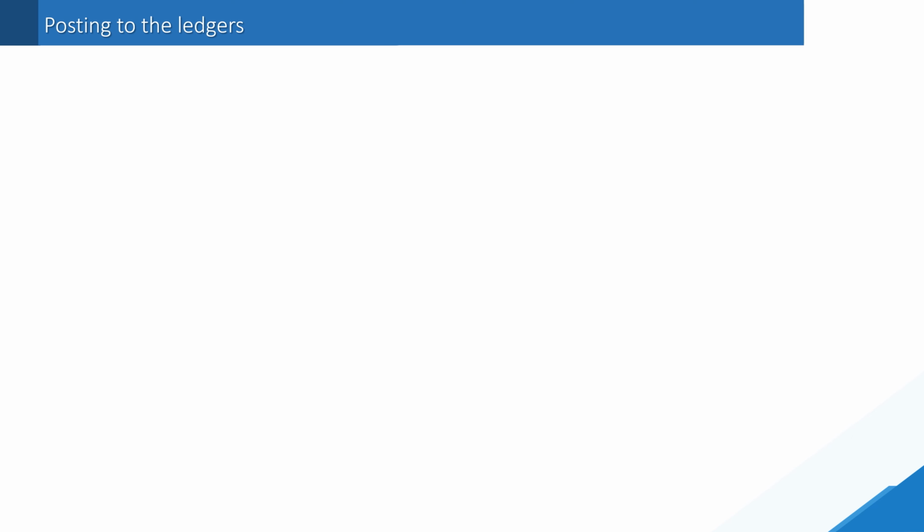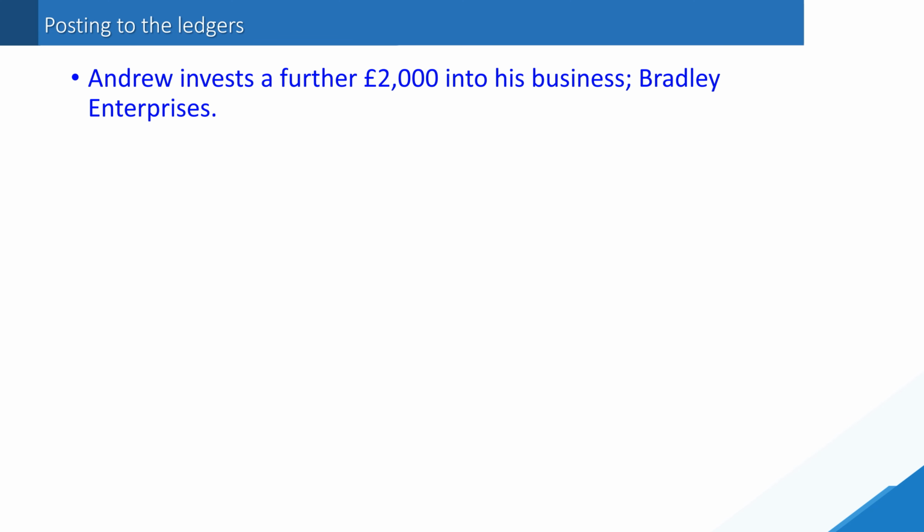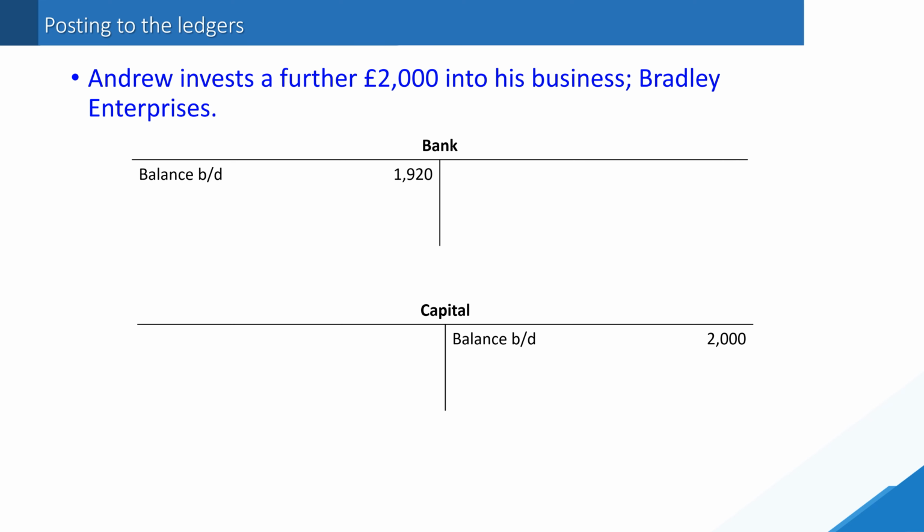The first transaction we will consider is a capital investment. Andrew invests a further £2,000 into his business, Bradley Enterprises. So we firstly need to consider the two accounts that are involved in this transaction. We will need a bank and a capital account. Within these accounts, you can see there is already a balance brought down, and these balance brought down figures have been drawn from the trial balance on the previous slide.